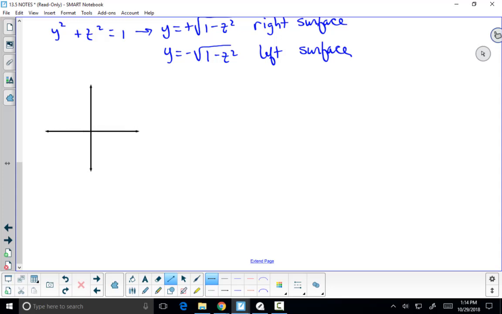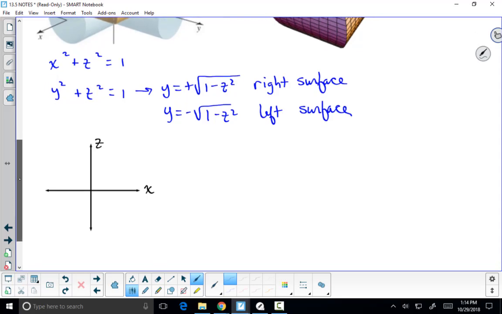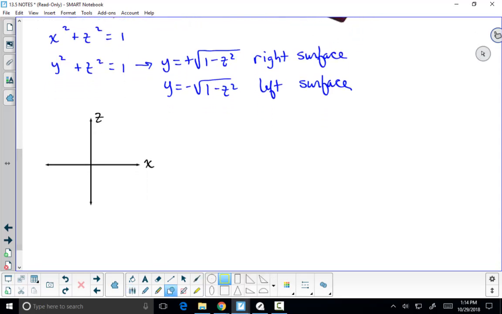And our xz plane has the domain that is the other cylinder, essentially. Right? So in the xz plane, that's going to be our domain: a circle of radius 1 centered at the origin. That will be us. Circle of radius 1, centered at the origin.